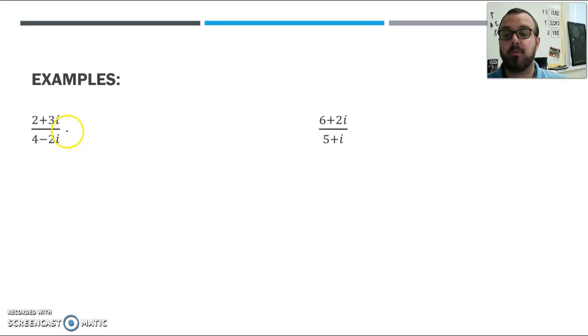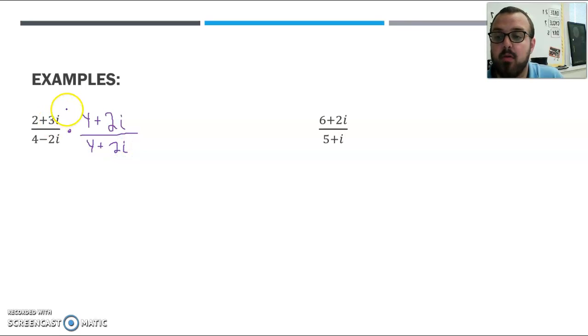What I would do is multiply by a giant 1. That is the complex conjugate. In this instance, that would be 4 plus 2i. Remember, all I do is change the sign of that second number. And that's going to be over 4 plus 2i. Again, it's like I'm multiplying by a giant 1. So in the numerator, I'll go ahead and FOIL this. So I'm going to get 8 plus 4i plus 12i plus 6i squared.